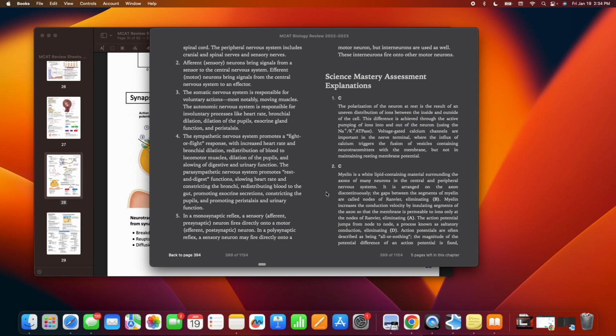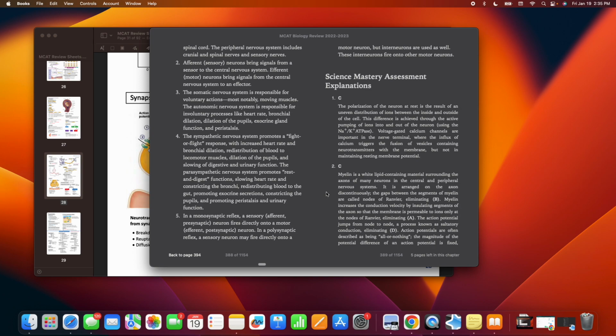The outer layer of the brain is gray, and so once you have that, I think we need a mnemonic, and I have already seen a couple of mnemonics on this. So yeah, we'll come back to this. It is arranged on the axon discontinuously. These myelin sheaths are arranged on the axon discontinuously, so it's not continuous.